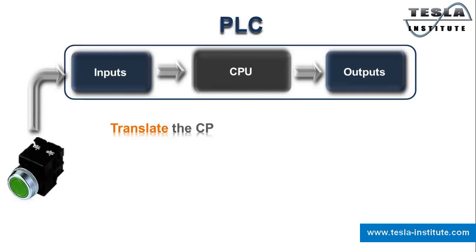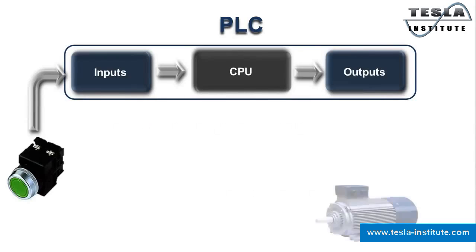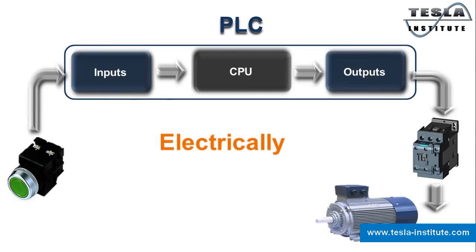Outputs are used to translate the CPU's logical data back into an electrical signal for use in the industrial process. This is because industrial processes use electrical signals to operate, instead of the logical data that a CPU outputs by default. For example, if we have an electric motor connected to a PLC output using a contactor, the contactor must be triggered electrically so that when it's activated and deactivated, it will turn the motor on and off.